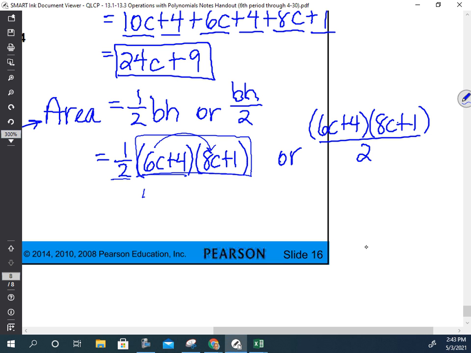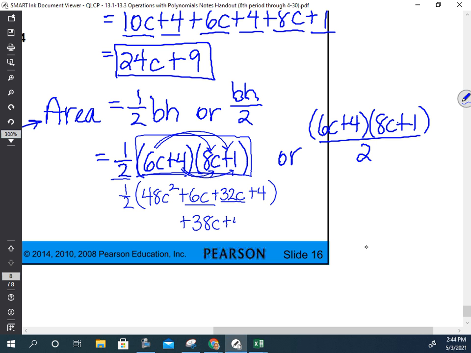6c times 8c is 48c squared. 6c times 1 is 6c. 4 times 8c is 32c. And 4 times 1 is 4. Of course, if you combine like terms, 6 plus 32 gives you 38. Everything else comes down. So you have 1/2 times 48c squared plus 38c plus 4.